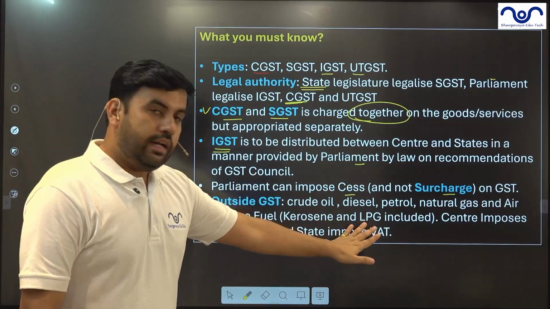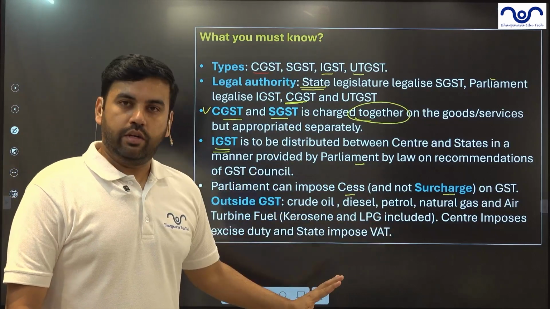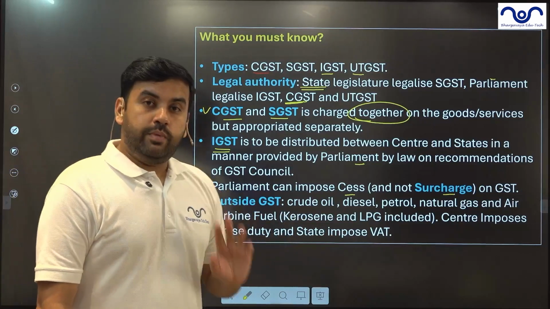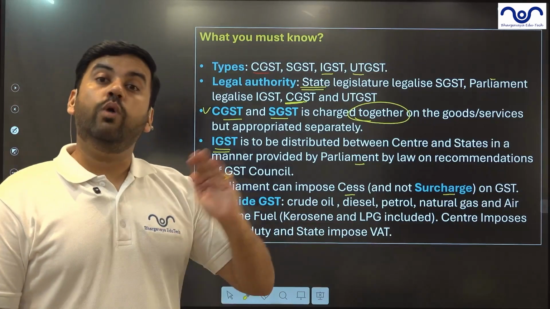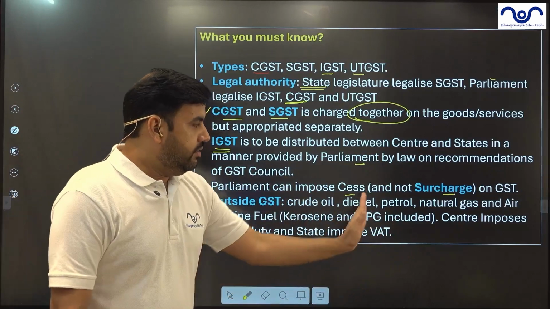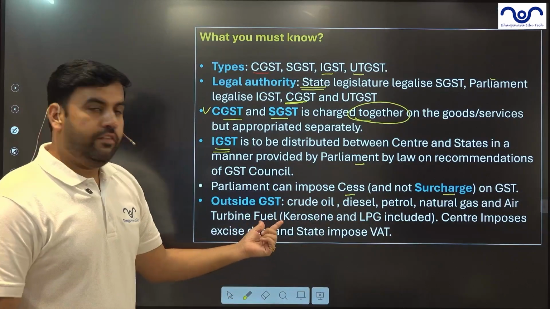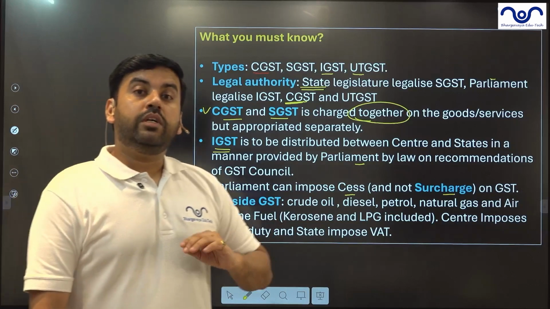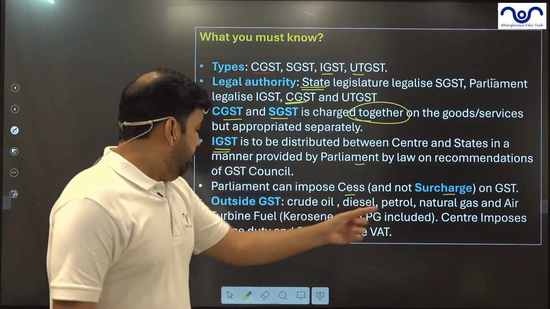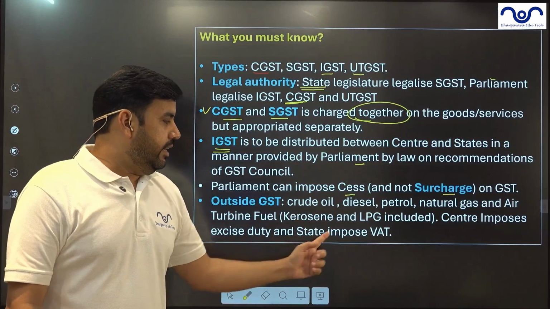The last 2, that is kerosene and LPG, are included. Center imposes excise duty and state imposes VAT. So the things which are outside the GST purview, that is crude oil, diesel, petrol, natural gas and air turbine fuel. These are the ones which are outside the GST. On this, center imposes excise duty and state imposes VAT.